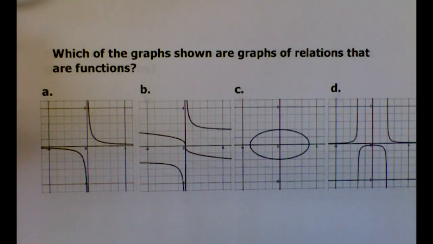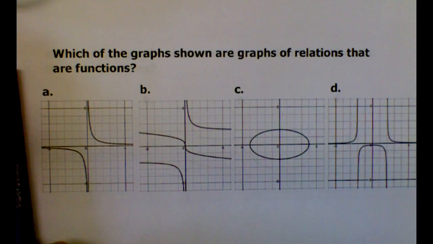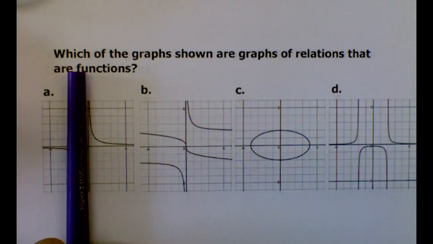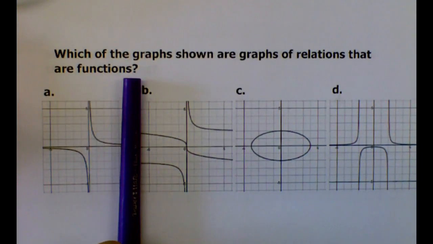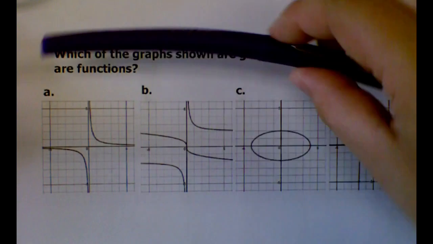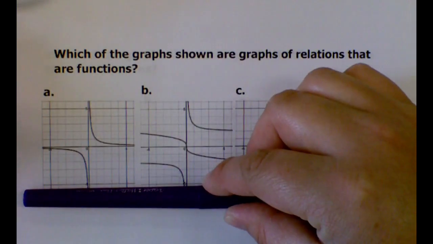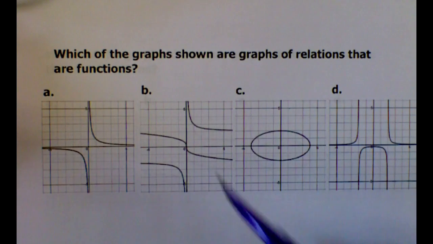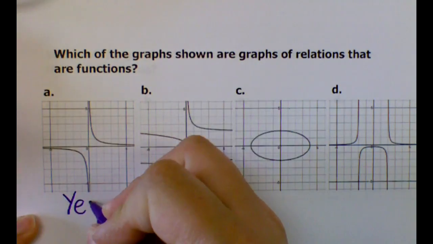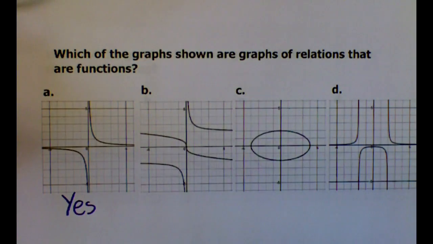So let's check. First off, check the vertical line test. A passes the vertical line test, so it is a function. Then we check the horizontal line test. It passes that as well, which means that A has an inverse that is a function.